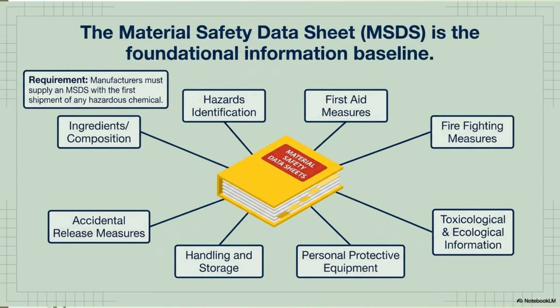Your foundational baseline for chemical safety is the Material Safety Data Sheet, or MSDS. Manufacturers are required to supply an MSDS with the first shipment of any hazardous material. An MSDS acts as a master manual, detailing 8 core areas: chemical ingredients, hazard identification, emergency first aid, firefighting tactics, accidental release procedures, safe handling and storage, recommended PPE, and toxicological data. Always read and consult the MSDS before beginning work with any new chemical substance.